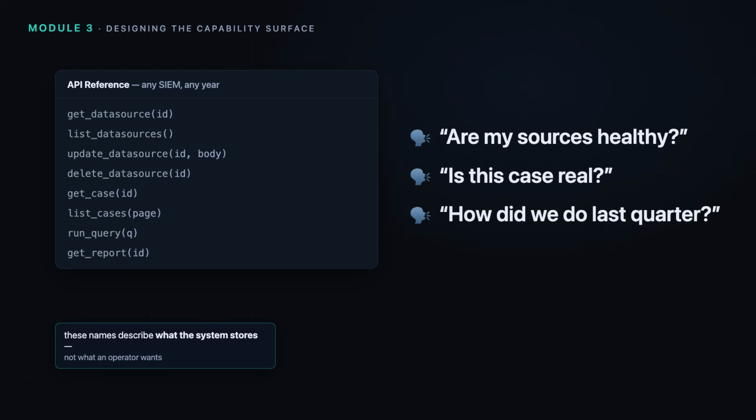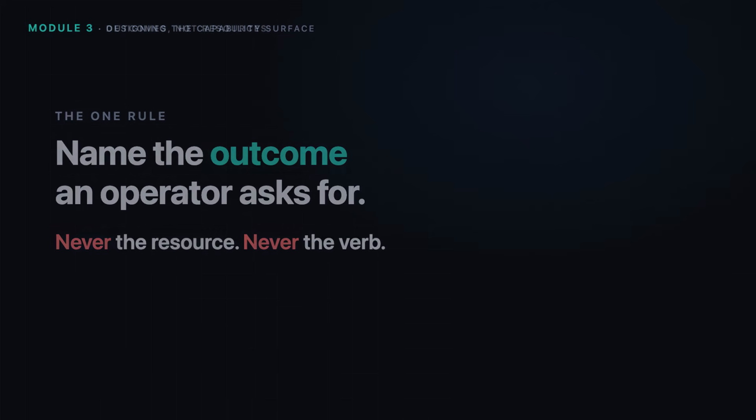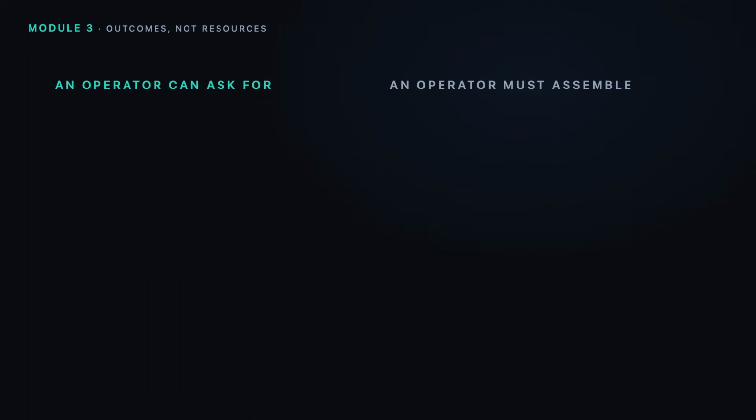Modules 1 and 2 showed you why the parts bin fails and what an agent needs instead. This module is phase 2 of the conversion, designing the capability surface, and it comes down to one rule above every other. Name every capability after an outcome an operator asks for, never after a resource, never after an HTTP verb. Put the two vocabularies side by side, and the difference is physical.